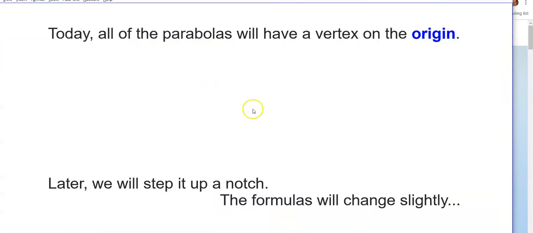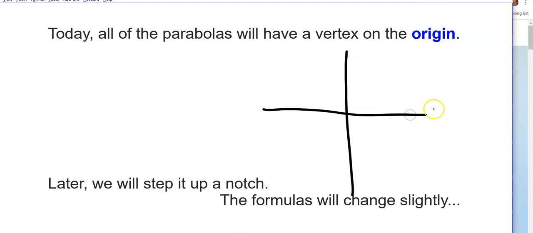I'm going to show you the definition. Well, first, let's talk about this. We're baby stepping. In all of our examples today, the origin will be the vertex of the parabola. Some of them might look like that. Some might look like this, a sideways parabola. But the vertex will be at the origin. So we're taking it easy. Later we will step it up a notch and the formulas will change.